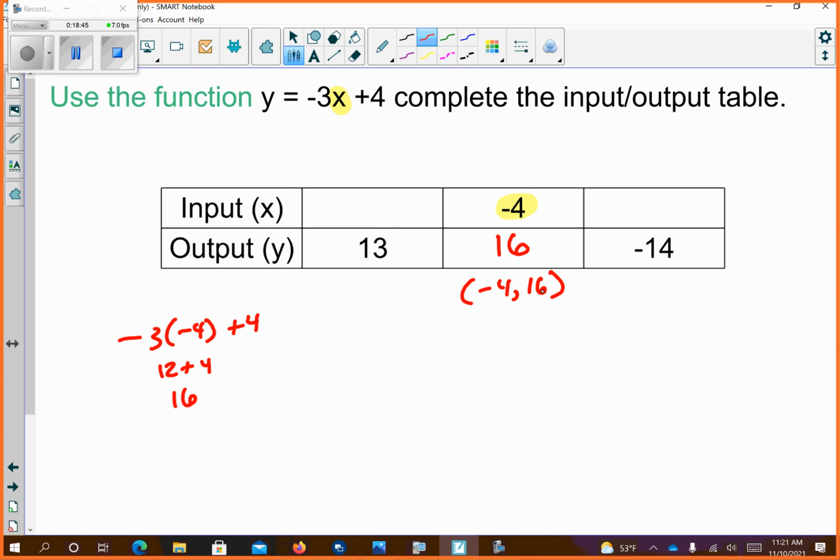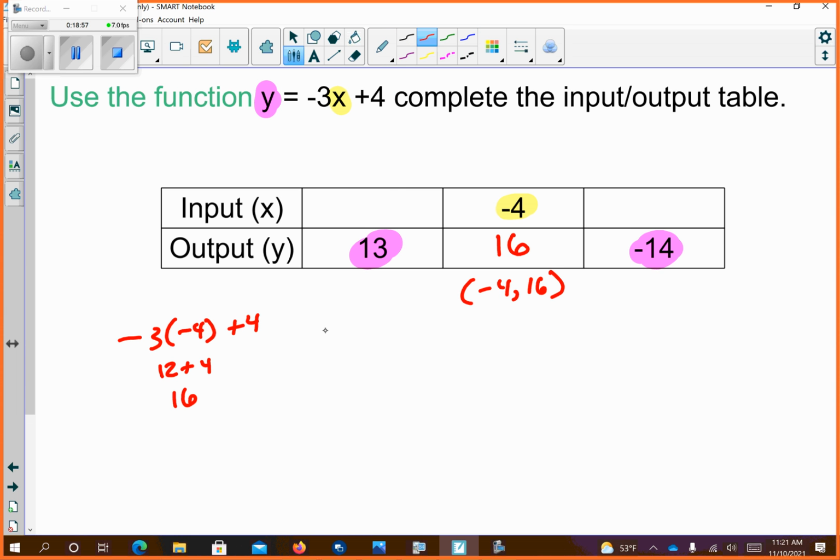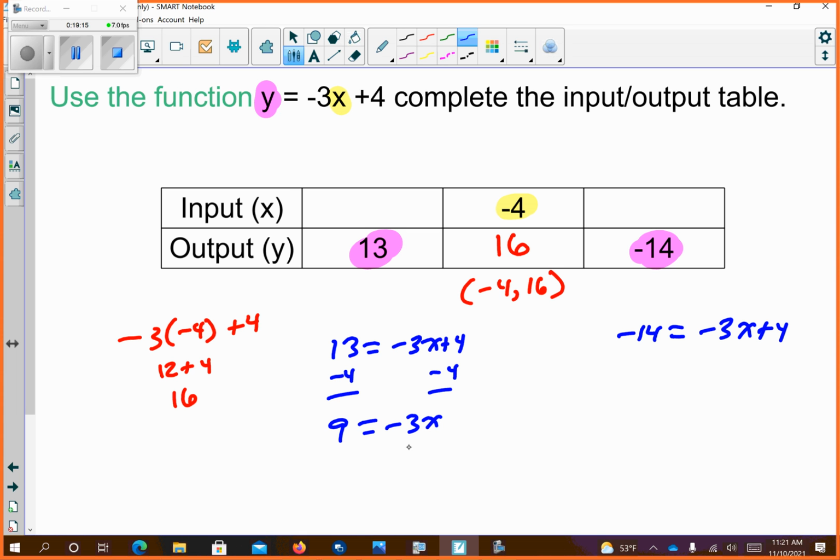Okay? But then we say, hey, we have the output. So this is the output. So now I'm going to replace the y value with the number given. So I'll change the color. So I'm going to say 13 is equal to negative 3x plus 4. And then I'll write this one over here. Negative 14 is equal to negative 3x plus 4. And I'm going to solve both for x. So I'm going to subtract 4 from both sides. That gives me 9 equals negative 3x. Divide each side by negative 3. So 9 over negative 3 is negative 3, equal to x. So I get negative 3 here, which yields me the point negative 3 comma 13.